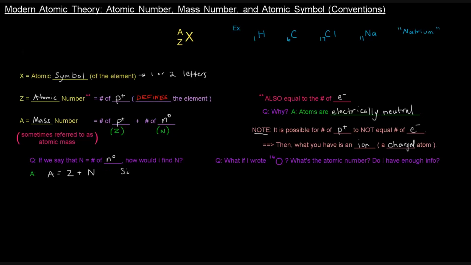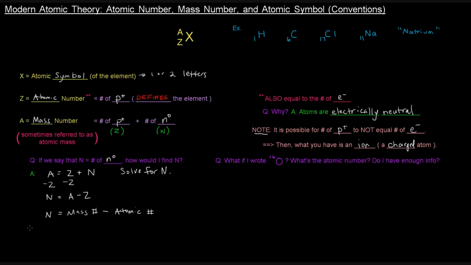And then we just solve for N, right? Solve for the number of neutrons. So we would just subtract Z from both sides, and then we would have N is equal to A minus Z. And that would be it. So if we know A, we know Z, we can find the number of neutrons. Okay? So just to be completely thorough here, N would then equal A, which is the mass number, minus Z, which is the atomic number.